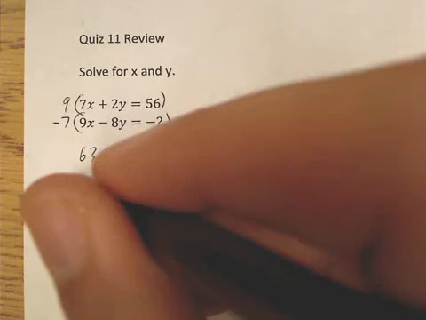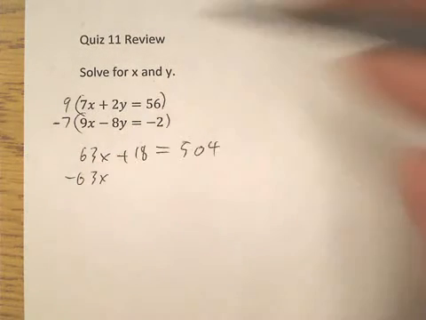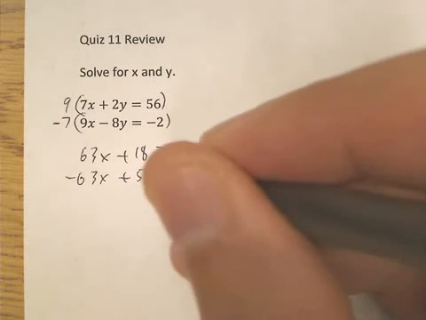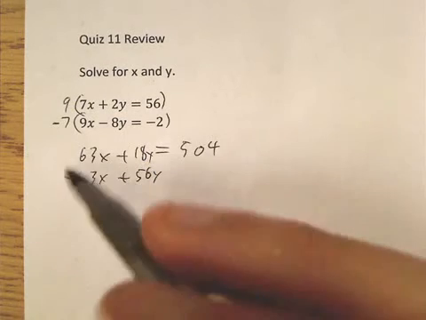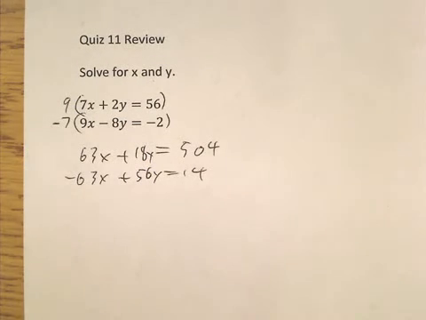So negative 7 times 9 is negative 63. Negative 7 times negative 8, that's 56. Y, I forgot my y there, on the 18, sorry about that. And that equals 14.